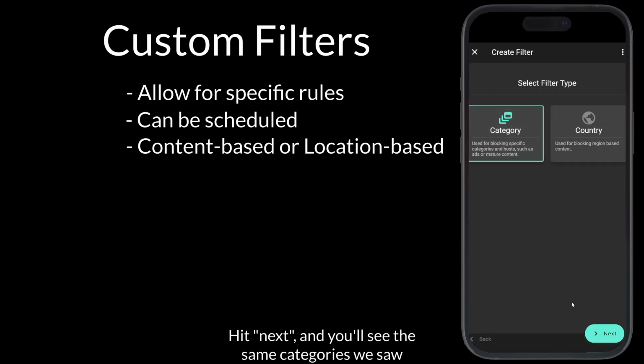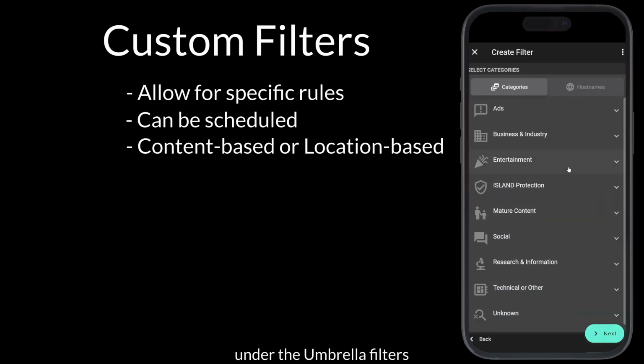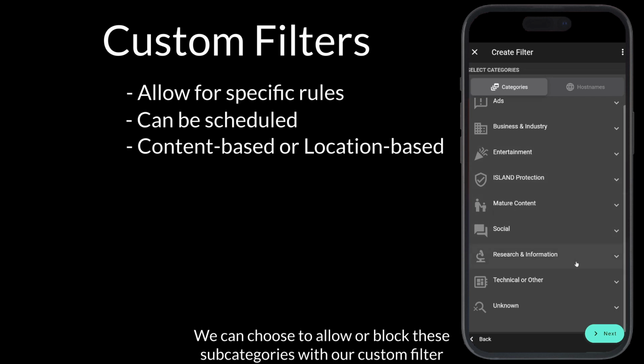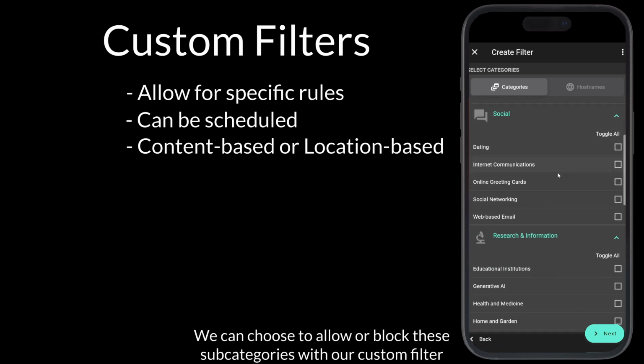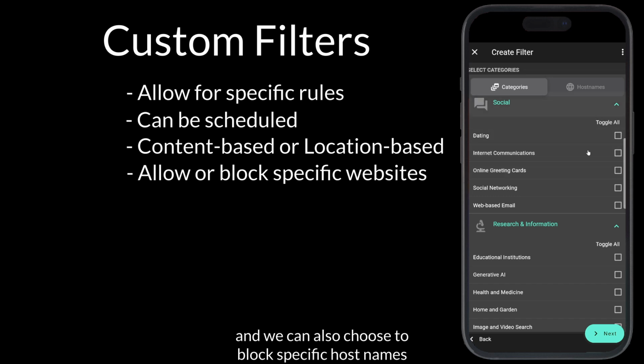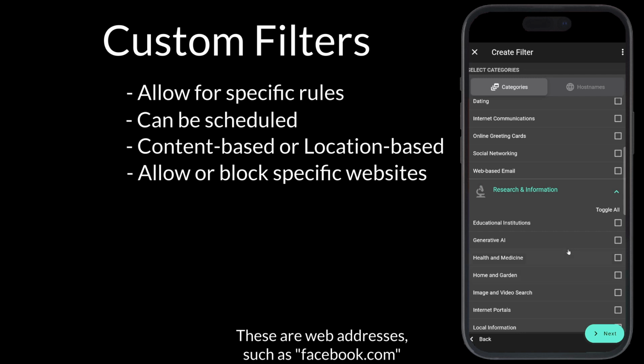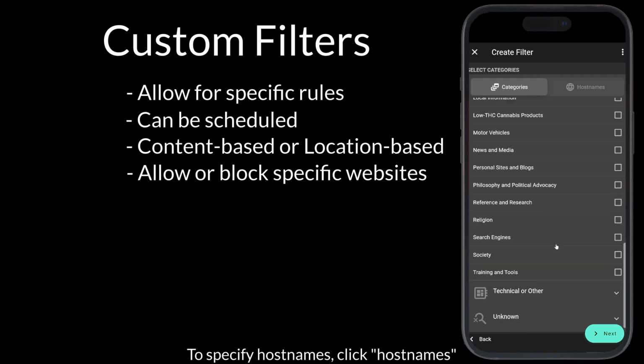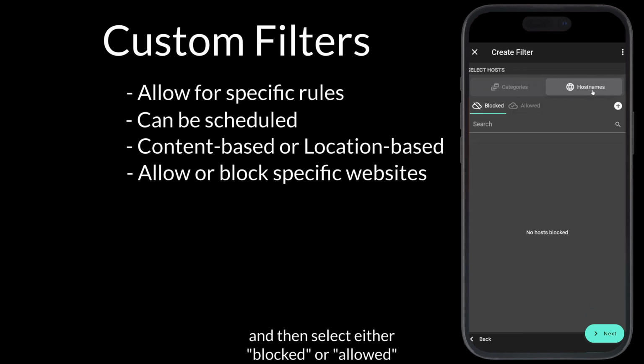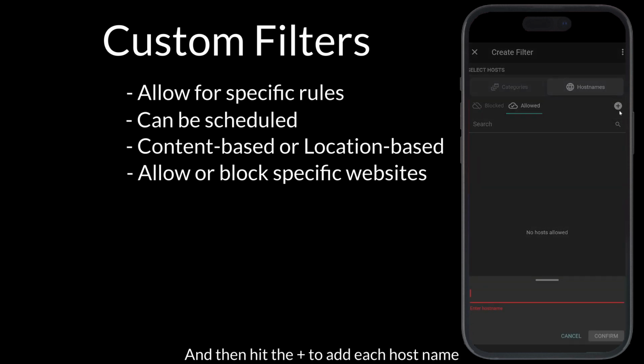Hit Next and you'll see the same categories we saw under the umbrella filters. We can choose to allow or block these subcategories with our custom filter, and we can also choose to allow or block specific host names. These are web addresses such as facebook.com. To specify host names, click host names and then select either blocked or allowed, and hit the plus to add each host name.